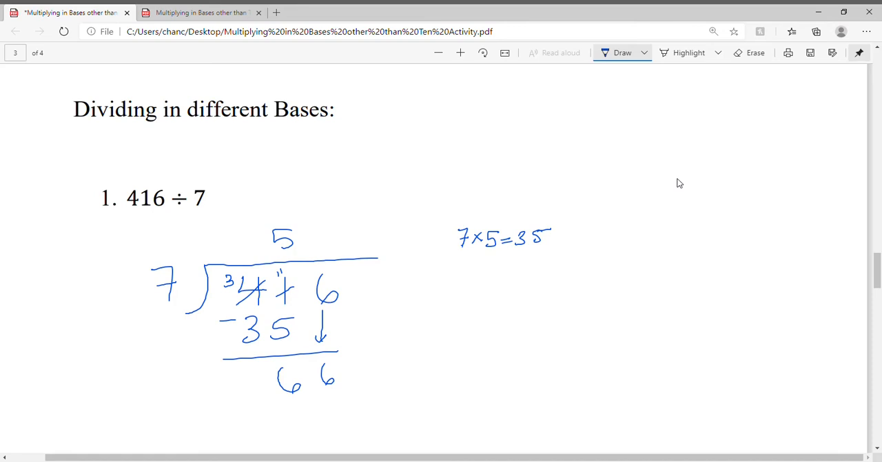7 times what gets you close to 66? So we know the closest I can get is 7 times 9, that's 63. So you put a 9 up here, and then you multiply. 7 times 9 is 63, then you subtract, you get a 3. Now 7 doesn't go into 3, and there's nothing else to bring down, so you put remainder 3. So our answer is 59 remainder 3. So that's how we do it in base 10. Now let's try it with different bases.